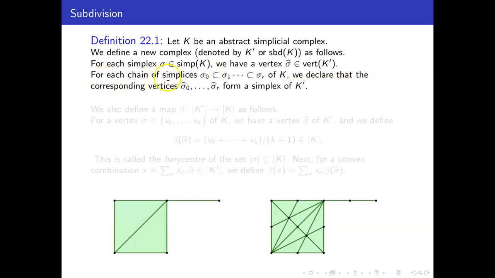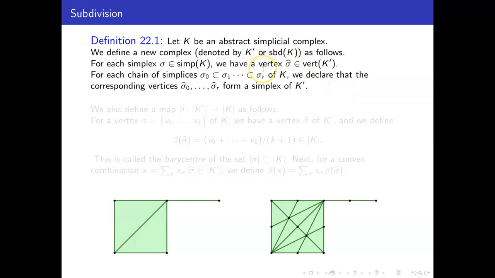And then for every chain of simplices nested inside each other, sigma 0, sigma 1 up to sigma r of K, these give us vertices sigma 0 hat, sigma 1 hat up to sigma r hat of the new complex K prime. And in the situation where these simplices are nested, we declare that the corresponding new vertices form a simplex of K prime.